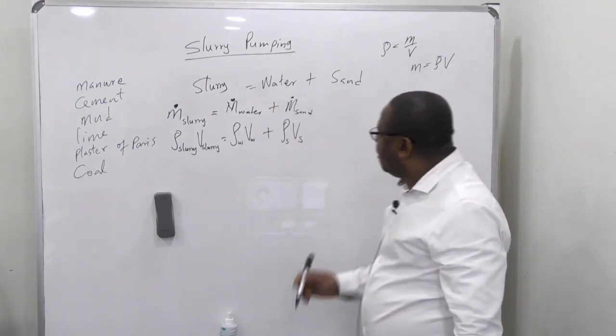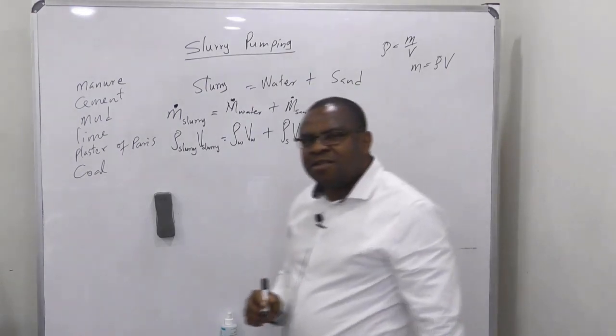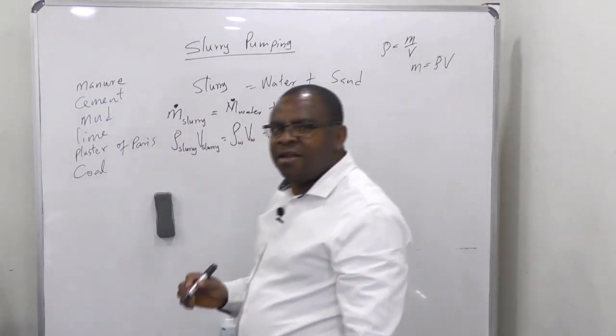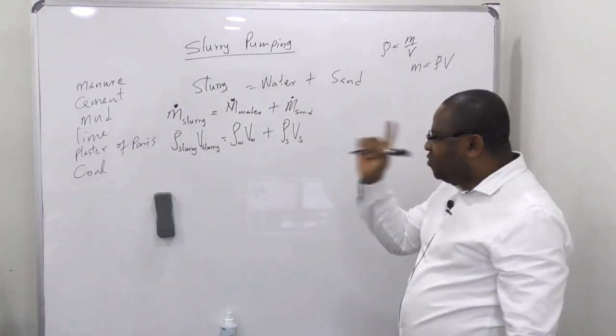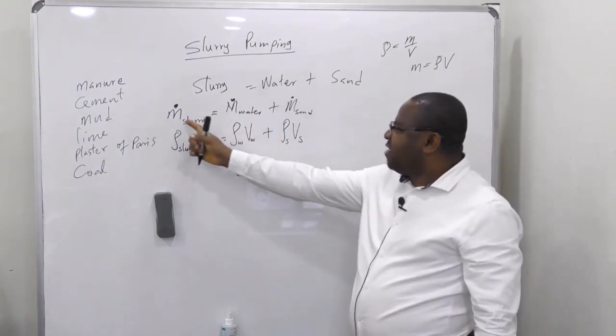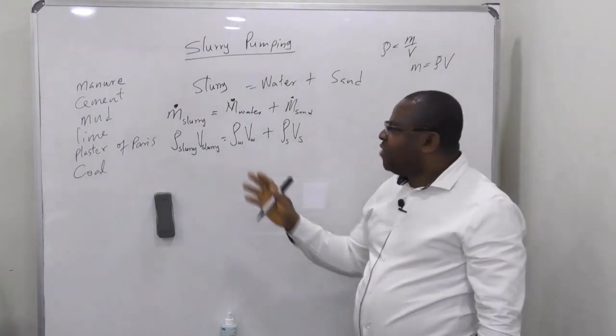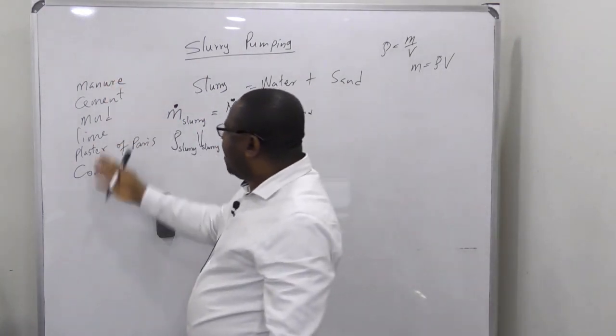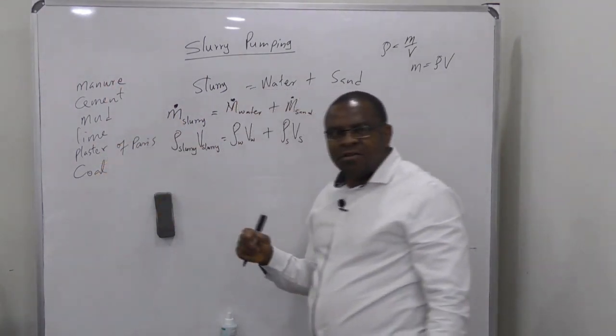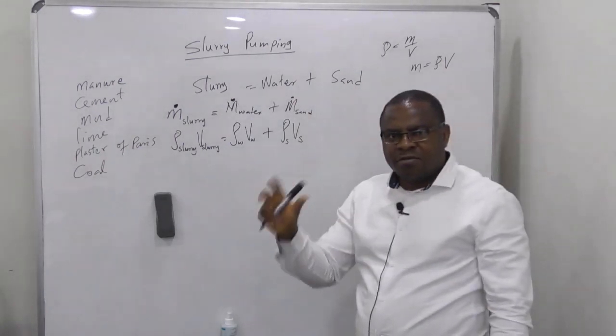All right, so now, do you know one thing about slurry? When you are solving problems, two things you should know. The first one is that you say mass of slurry is mass of water plus mass of sand, because you are mixing the sand with water. So you get mass of water, mass of sand put together.